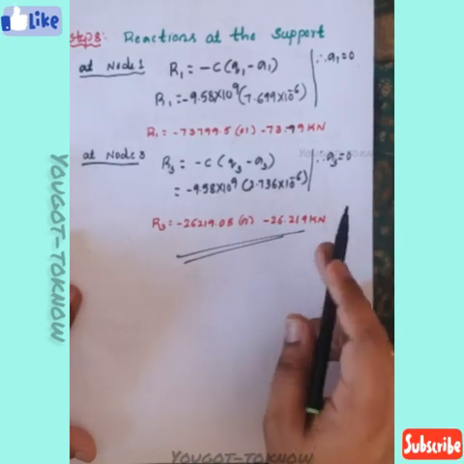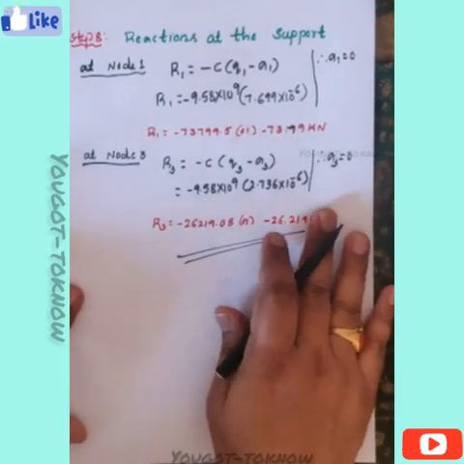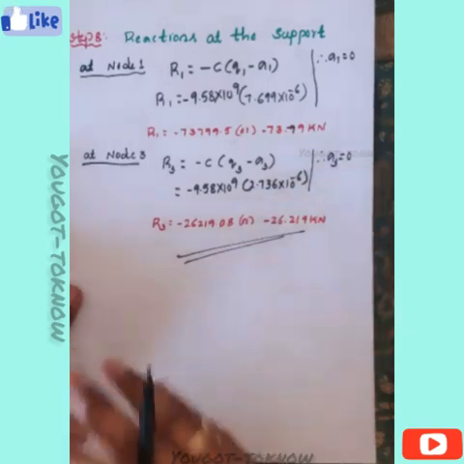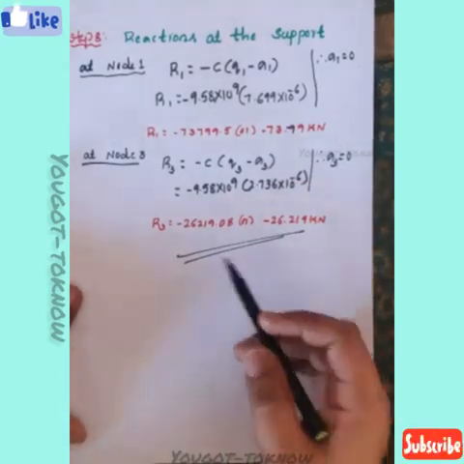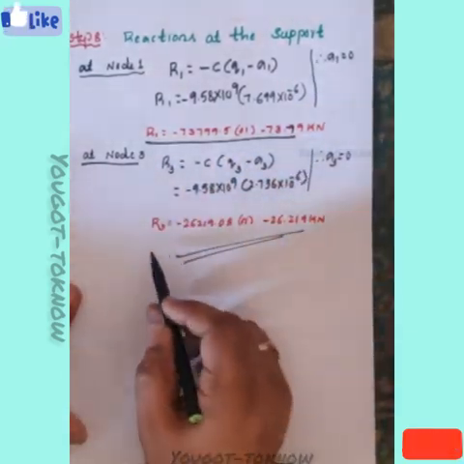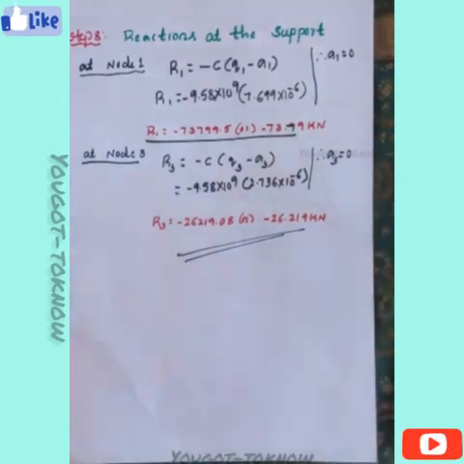Just observe both: if you add them, you are going to get nearly 100 kilonewton. That means the load you applied, the reaction has been split between the two nodes. Now R1, this is the reaction, and R3, this is the reaction force.